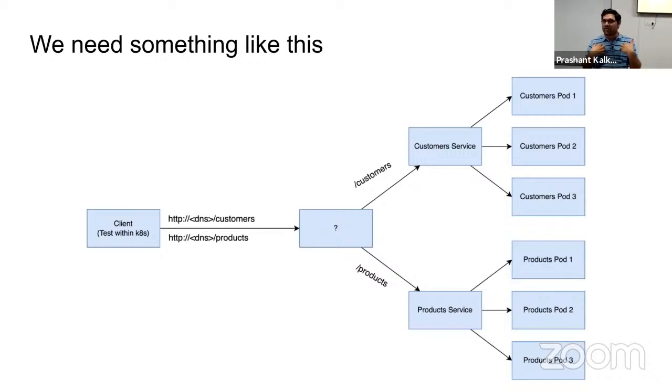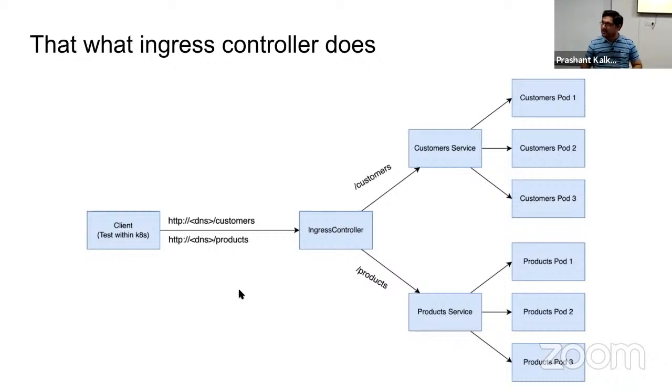But from the client's point of view, it looks as if I'm talking with one application. Two endpoints, but one application. I don't need to know whether customer is implemented as a monolith, as a microservice, different pods, same pods, all those things. So this is what we want to do. And this is what is called the ingress controller. So the ingress controller is a component that will allow us to do that. It does path-based routing for the pods.